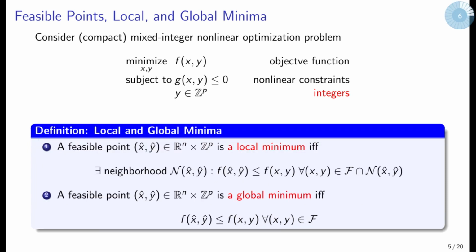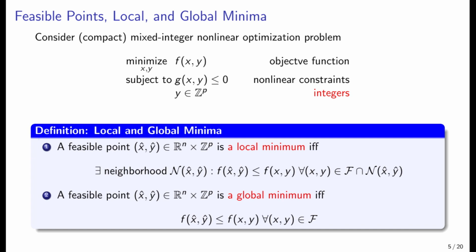Likewise, there's a definition of local and global minima. A feasible point is a local minimum if there is a neighborhood around this point x hat, y hat, such that the objective function evaluated at my point is less than or equal to the objective function at any other feasible point inside my neighborhood.